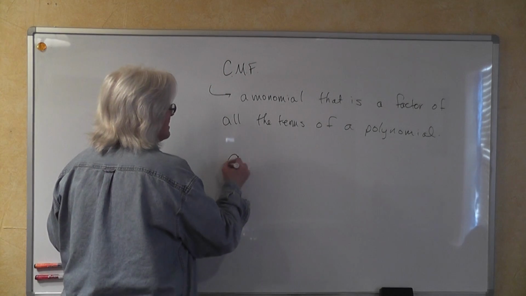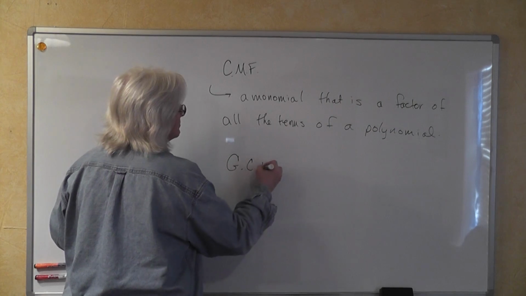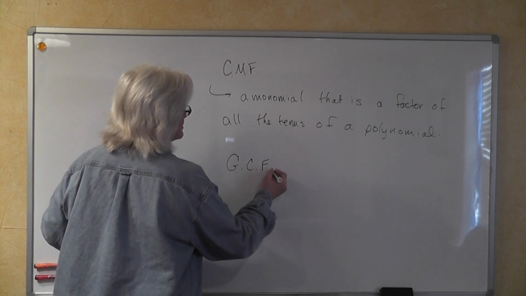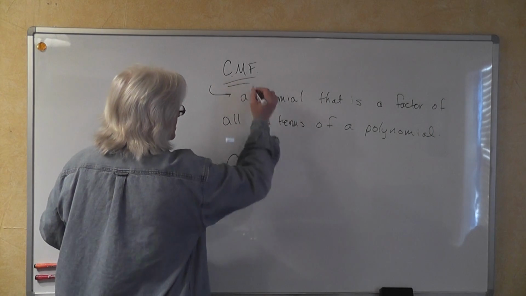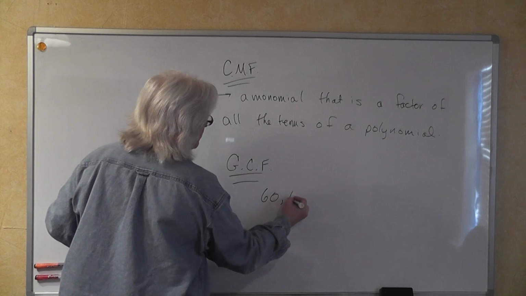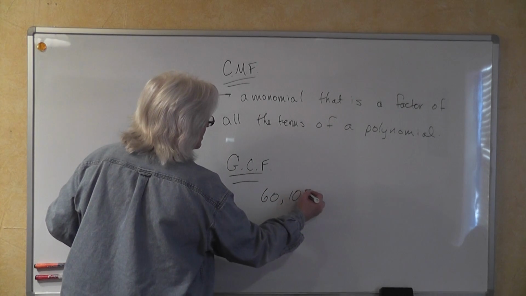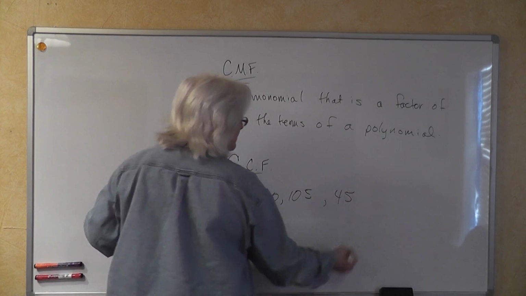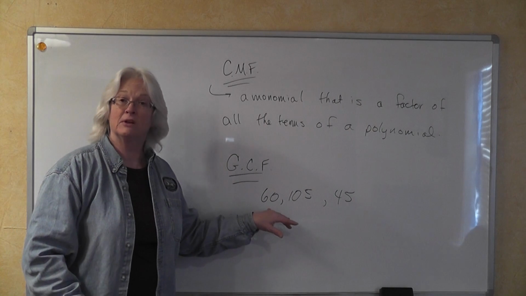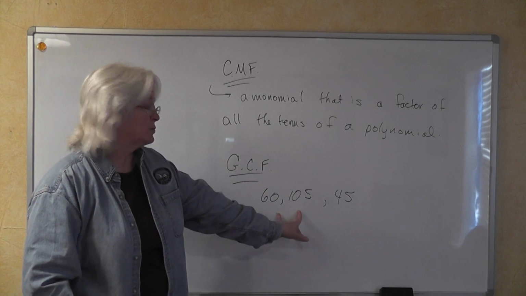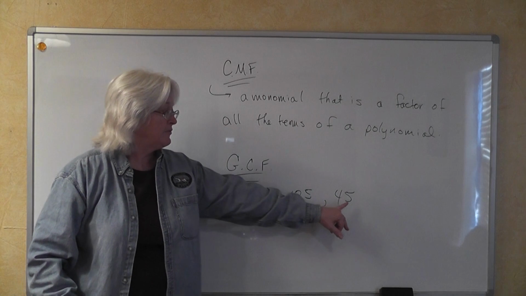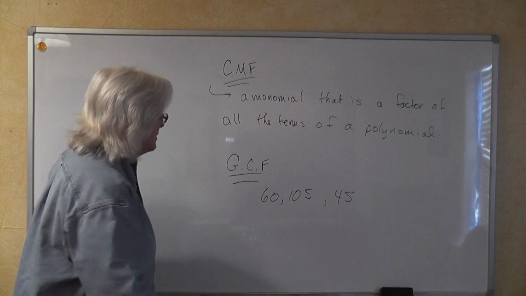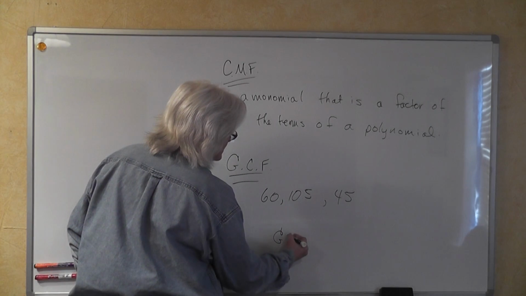What was our GCF? It was just a number that was a factor of a collection of different numbers. We just showed we had 60, we had 105, and let's go ahead and add in here 45. 15 was the greatest common factor between 60 and 105. 15 is also a factor of 45.